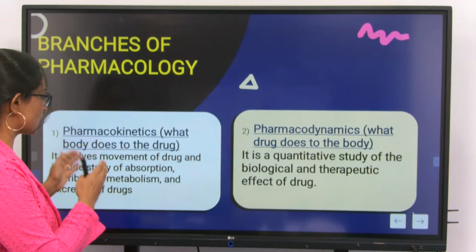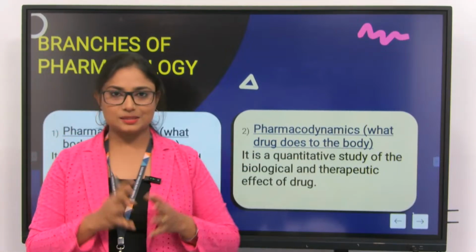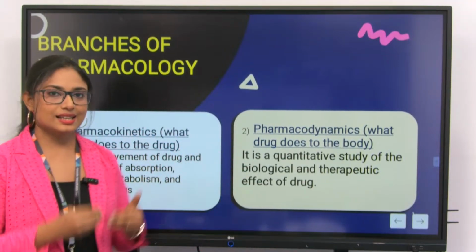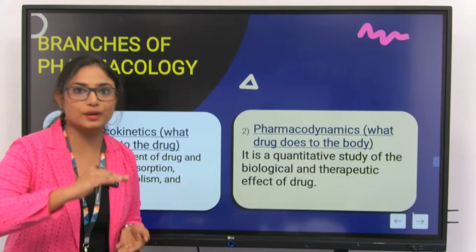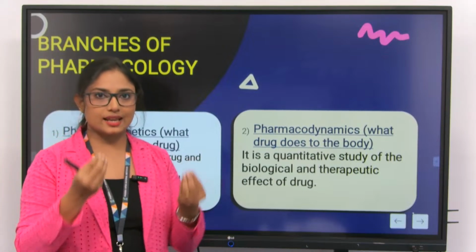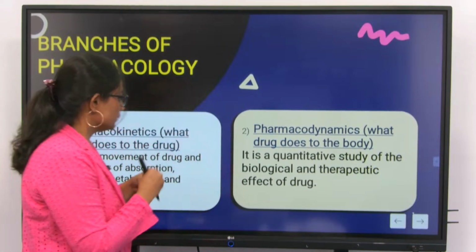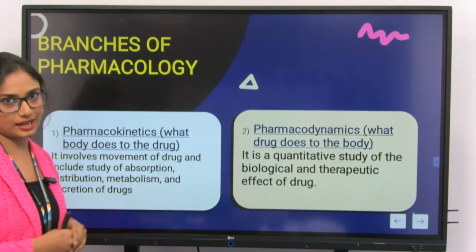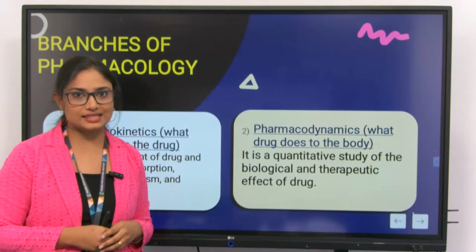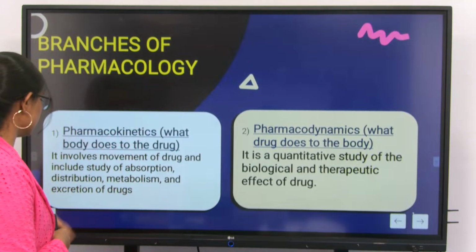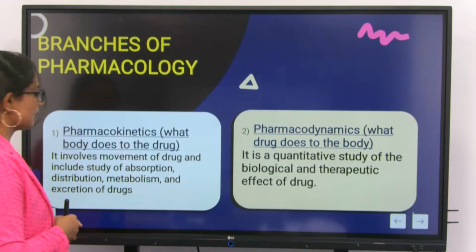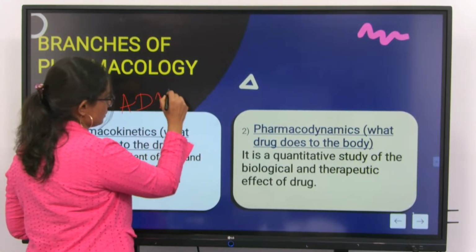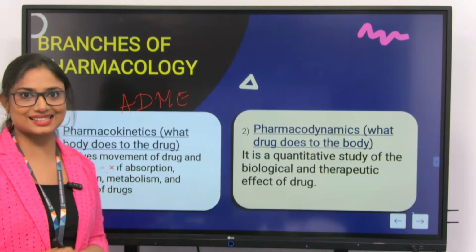So what is pharmacokinetics? Pharmacon, as I've mentioned earlier, is drug. And what is kinesis? Kinesis simply means the movement of drug. That means when we take a drug orally, the action of the body on the drug is defined by pharmacokinetics. There are 4 parameters in pharmacokinetics, which are ADME, that is absorption, distribution, metabolism, and excretion.